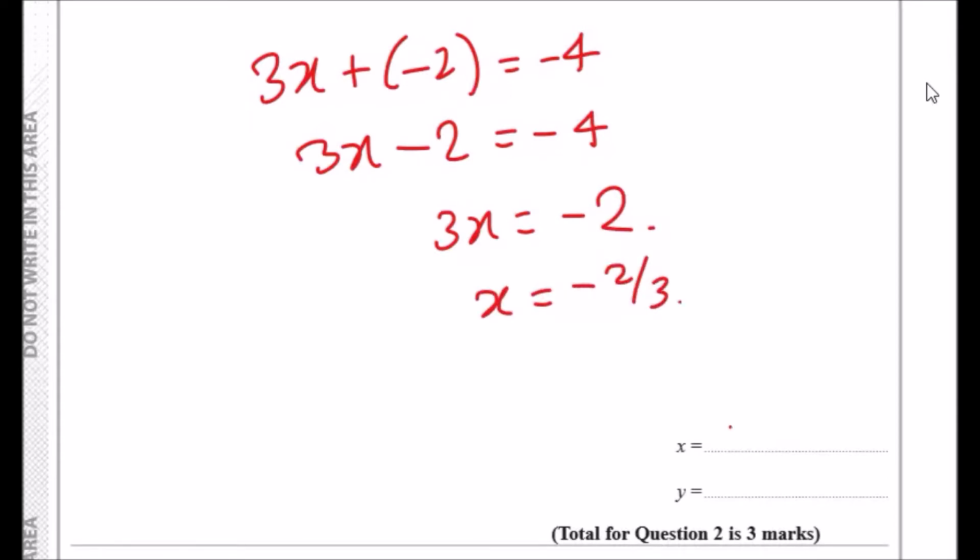And that's it, guys. These are our x and y values. Okay, so far so good actually. I think we're actually on a roll so far.